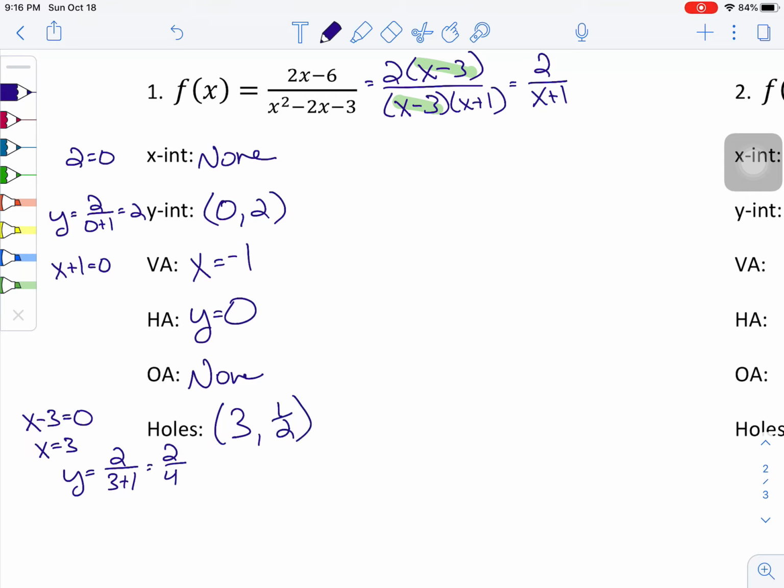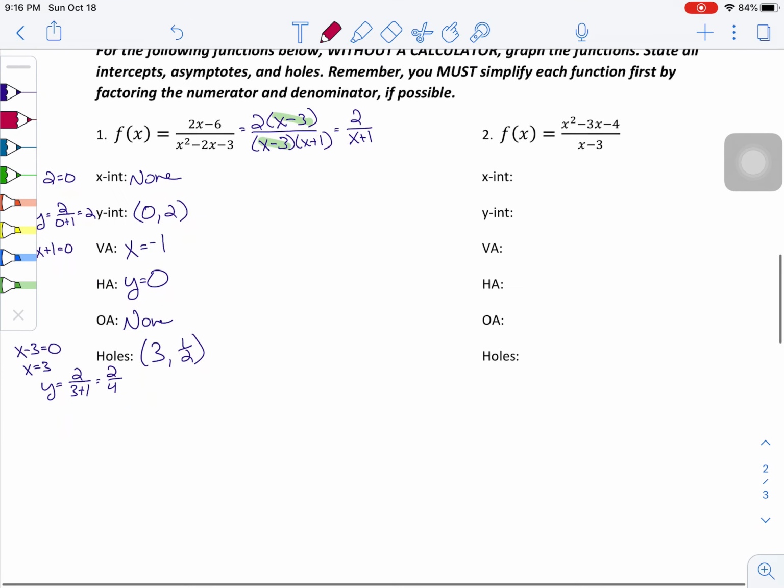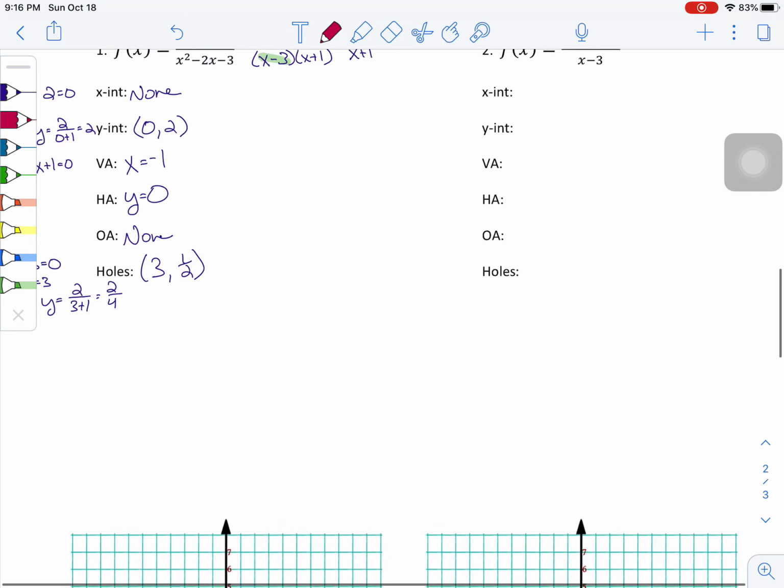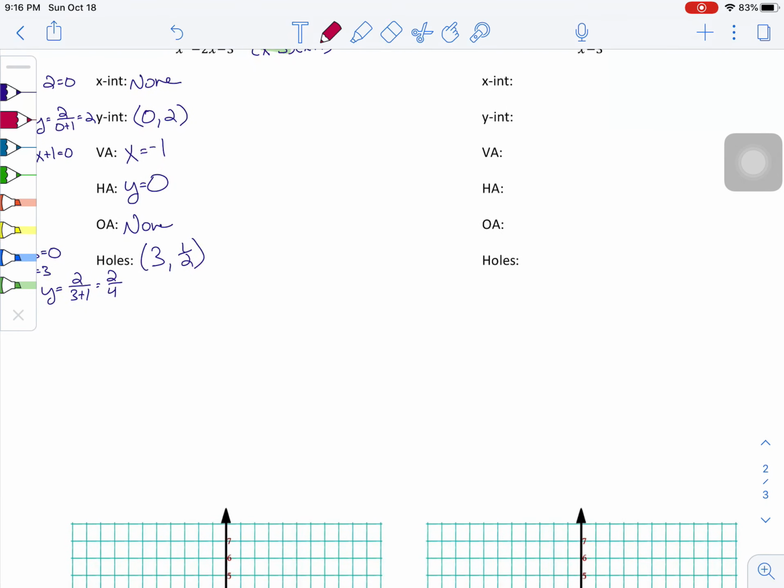And now I'm going to take this information and see if I have enough information to do a full graph or if I need to find any extra points. All right, now the graph for this is below where all this information is, so I'm going to be kind of scrolling back and forth. So let's see, I've got y-intercept of (0, 2). All right, so (0, 2). Vertical asymptote is x is equal to -1.